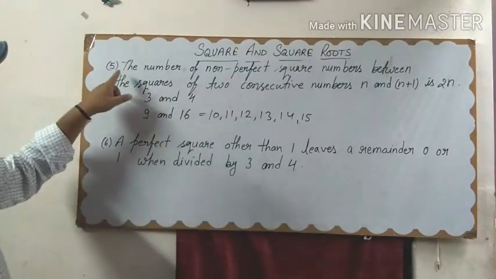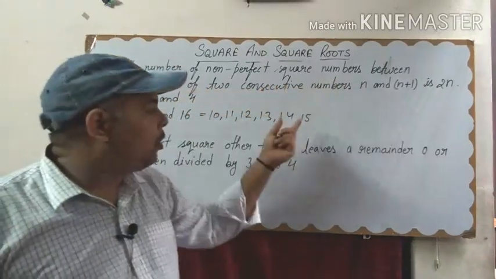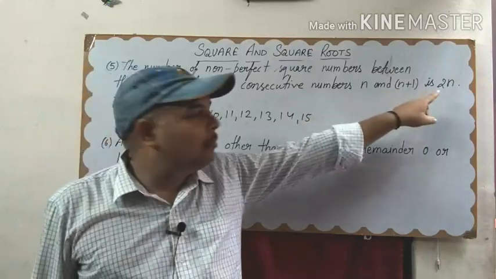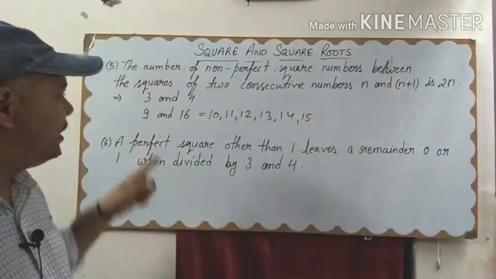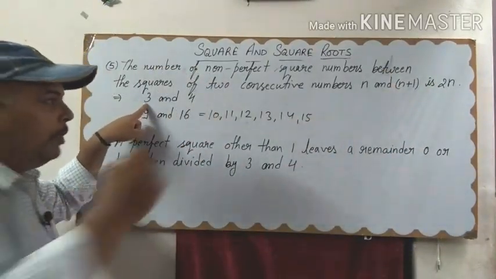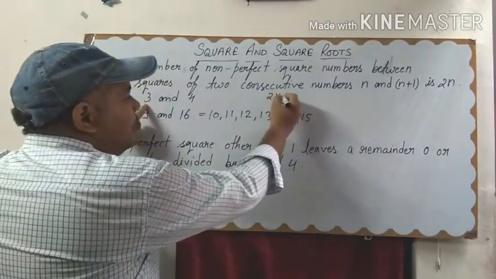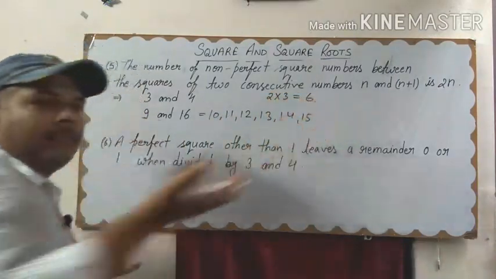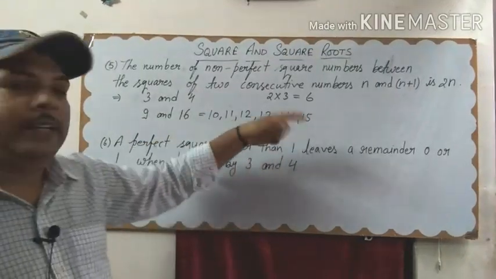And second, according to this property, the number of non perfect square numbers is 2n. Here n means the first natural number. If we multiply 2 by 3 we get 6, and see here: 1 2 3 4 5 6.